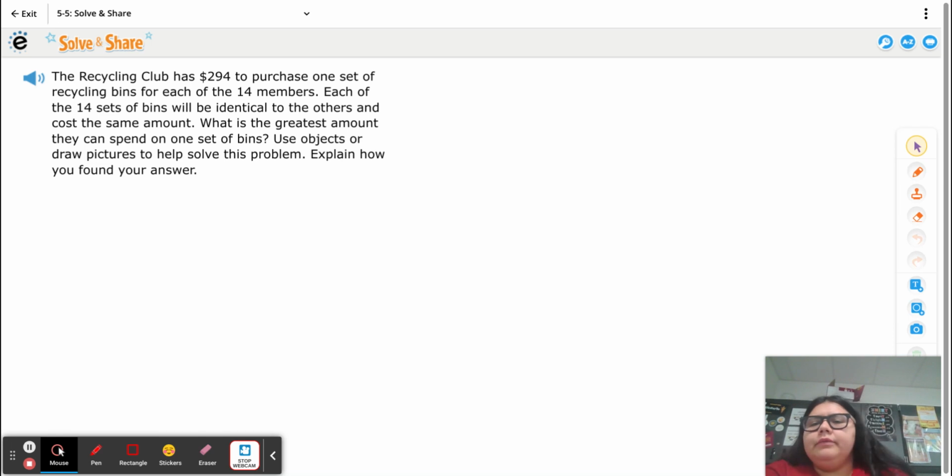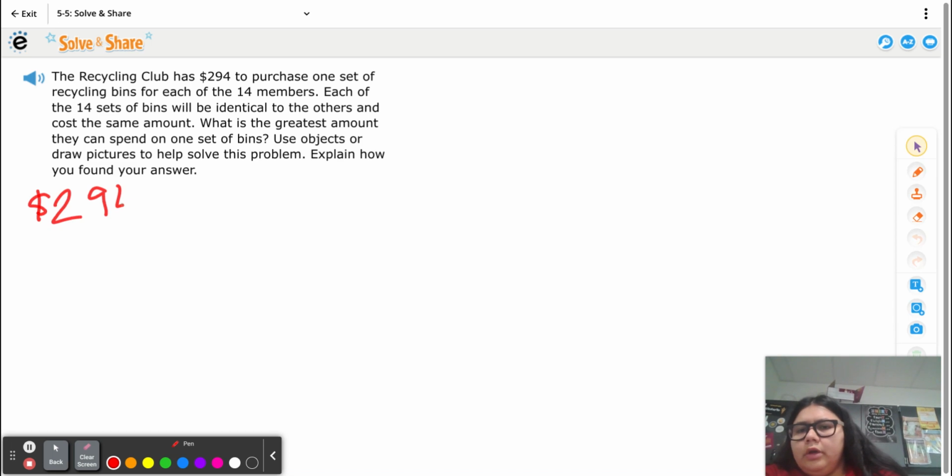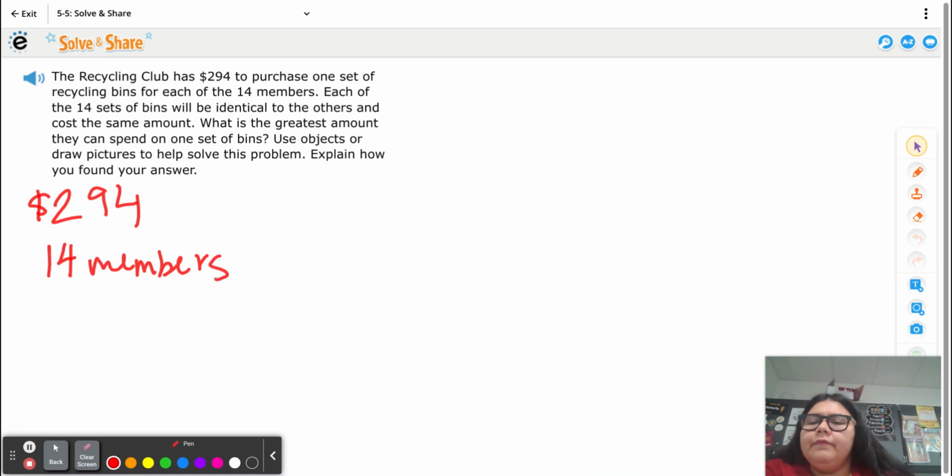Okay, so looking at this, the recycling club has $294 to purchase one set of recycling bins for each of its 14 members. So there's 14 members. Each of the 14 sets of bins, that means for each member there's also one bin. Members and bins will be identical to the others and cost the same amount. So they're saying that every single bin is going to be an equal amount.